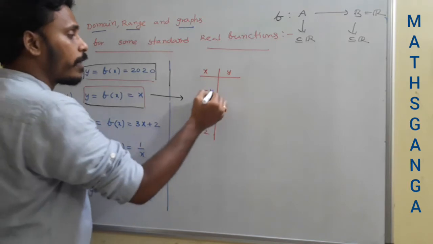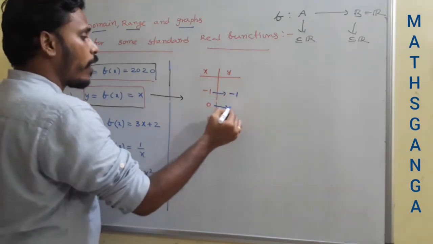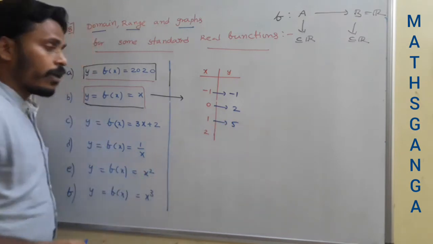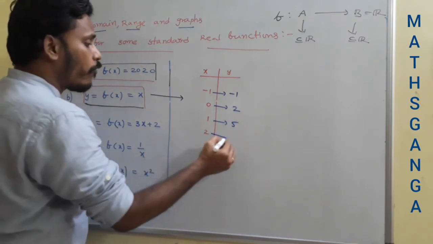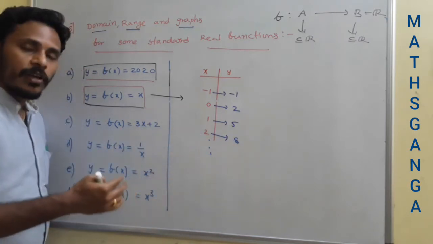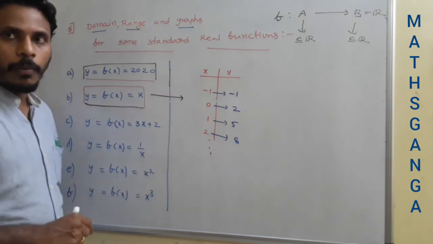If you take x as minus 1, y is again minus 1. If x is 1, the value of y is 5. If x is 2, the value of y is 3 times 2, 6 plus 2 is 8. Okay, likewise, we can construct many possible x comma y pairs.